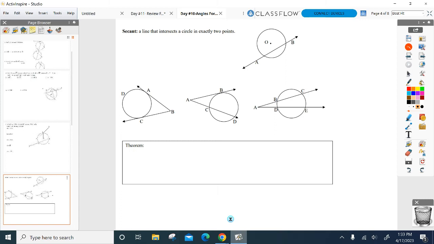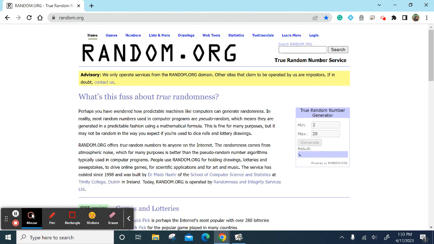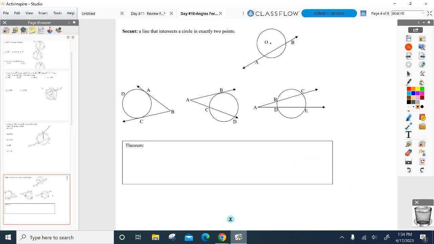Start off this way. Inside a circle, I've shown you guys three types of angles. Type one, central. What else do I have? Central, inscribed, and floater. Good job, everyone. Those three. Today, now the angle's going to be outside.